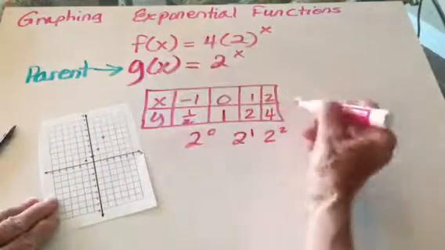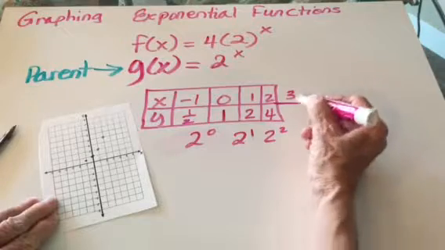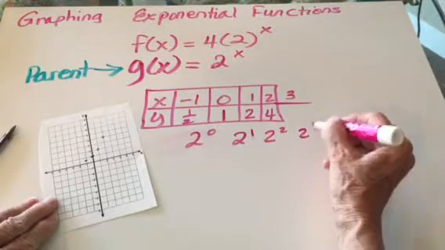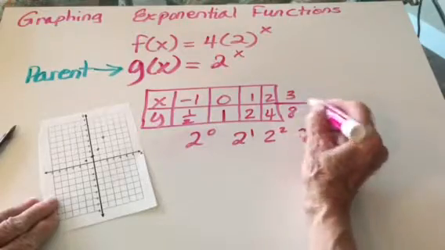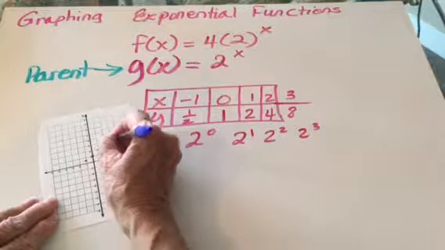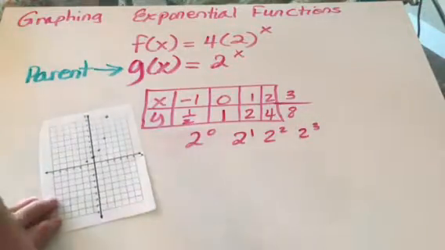You know what? I'm going to add something else on here. I just want to show you. When x equals 3, y is going to equal 2 to the 3rd power, 2 times 2 times 2, it's going to be 8. So when x equals 3, y is going to be way up here, way up like this. All right, do you see that?